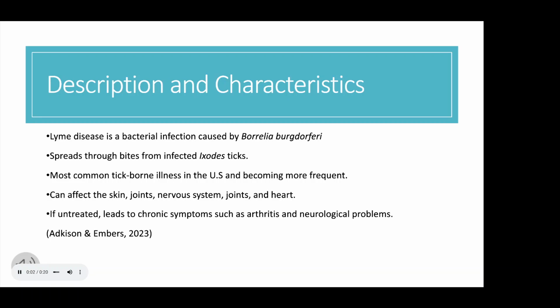Now we're going to move on to some of the descriptions and characteristics of Lyme disease. It is the most common tick-borne illness in the U.S. It affects multiple systems, including the skin, joints, nervous system, and heart. And without treatment, it can lead to chronic symptoms such as arthritis and even neurological problems.